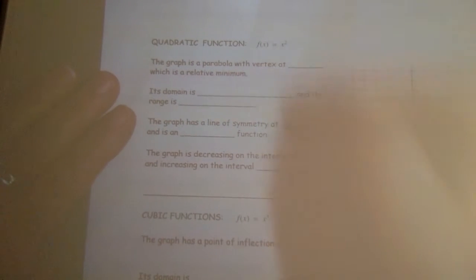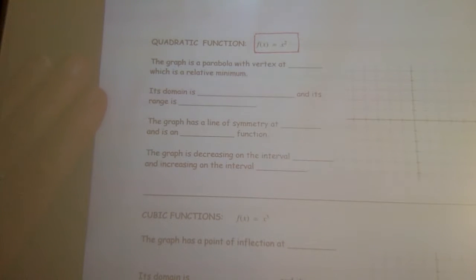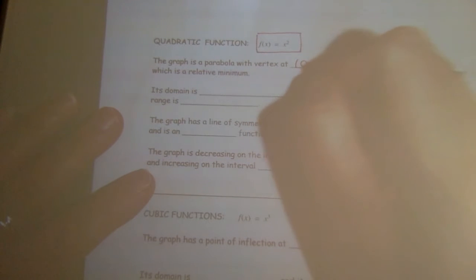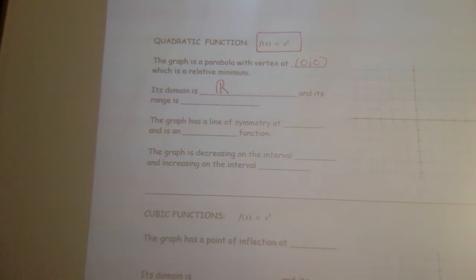The quadratic parent graph is f of x equals x squared. This graph is a parabola with a vertex at, where is the vertex? The origin, (0, 0). What's its domain going to be? All real numbers. What's the range going to be? y is greater than or equal to 0.